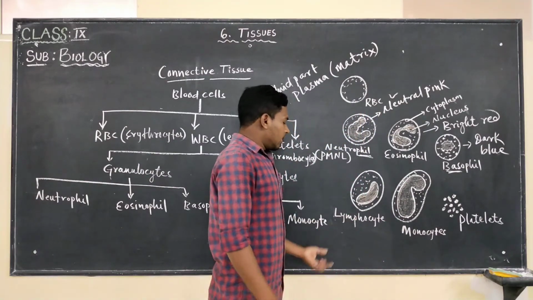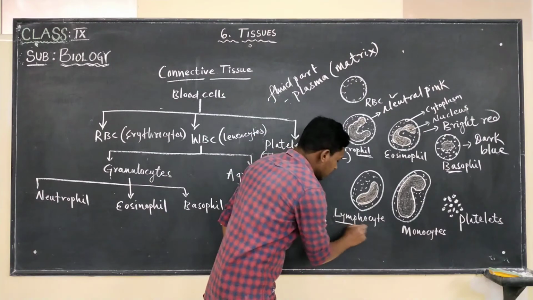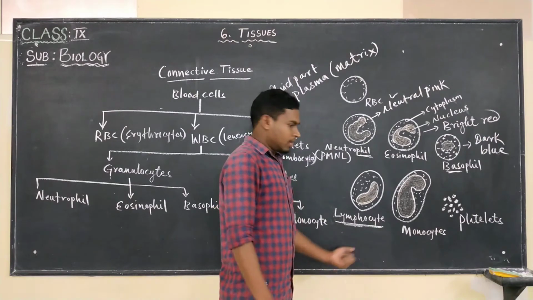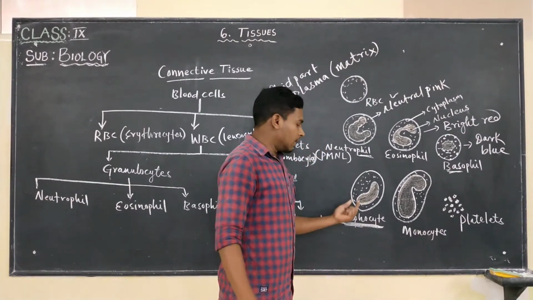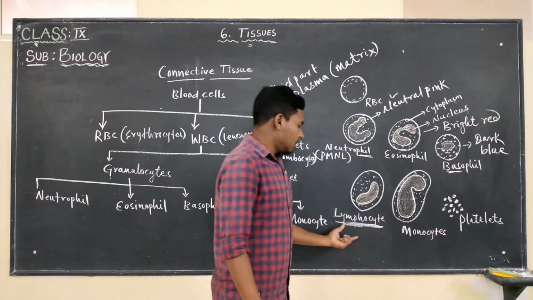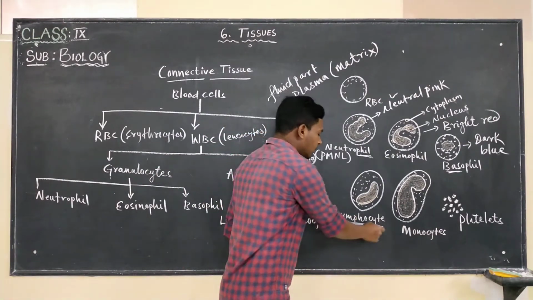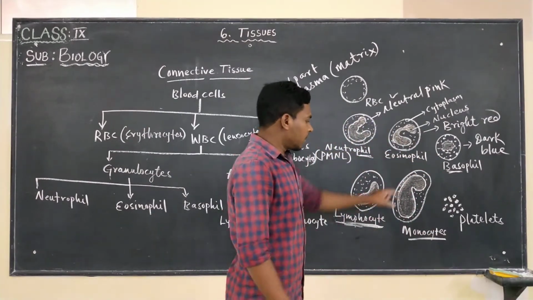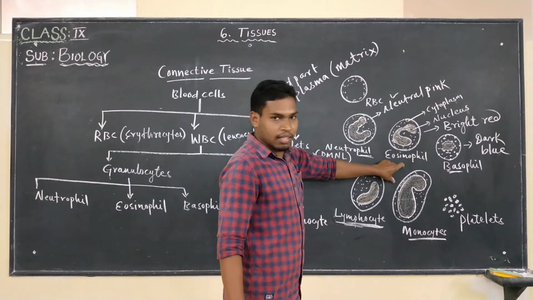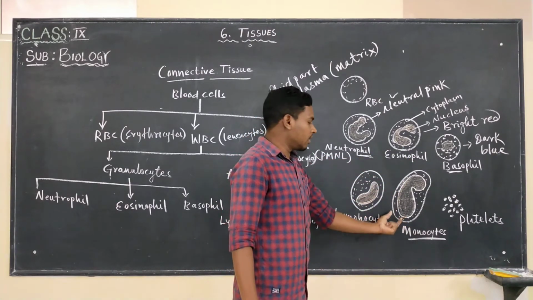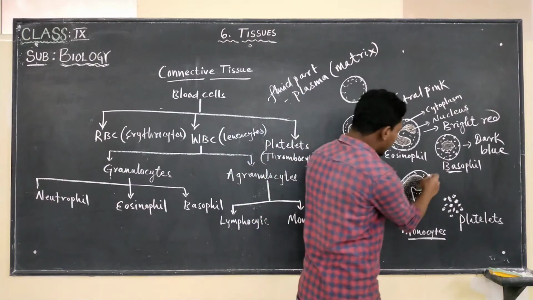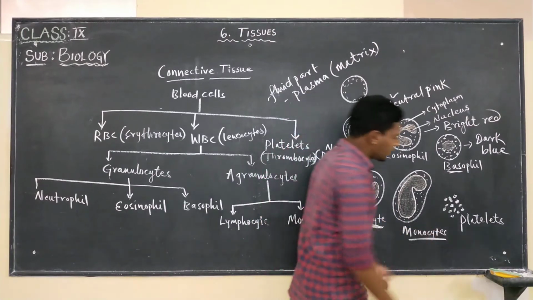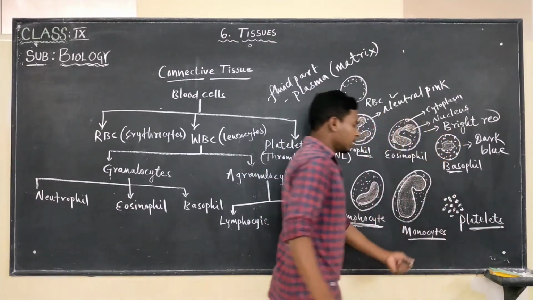The next one is lymphocyte. These cells are from the lymph. Lymph is a fluid connective tissue. So these lymphocytes are from lymph, and this is monocyte. Monocytes are the largest cells in WBC. See here, they have the largest cytoplasm and nucleus. And the next one is platelets.